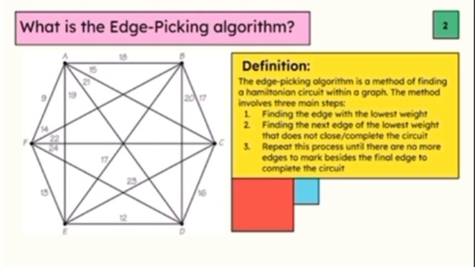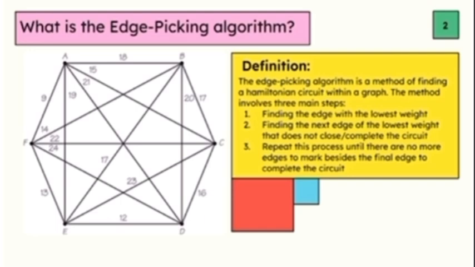So what exactly is the edge picking algorithm? In simpler terms, it is a method used to find a Hamiltonian circuit, which is a path through graphs that visits every vertex exactly once and returns to its starting point.